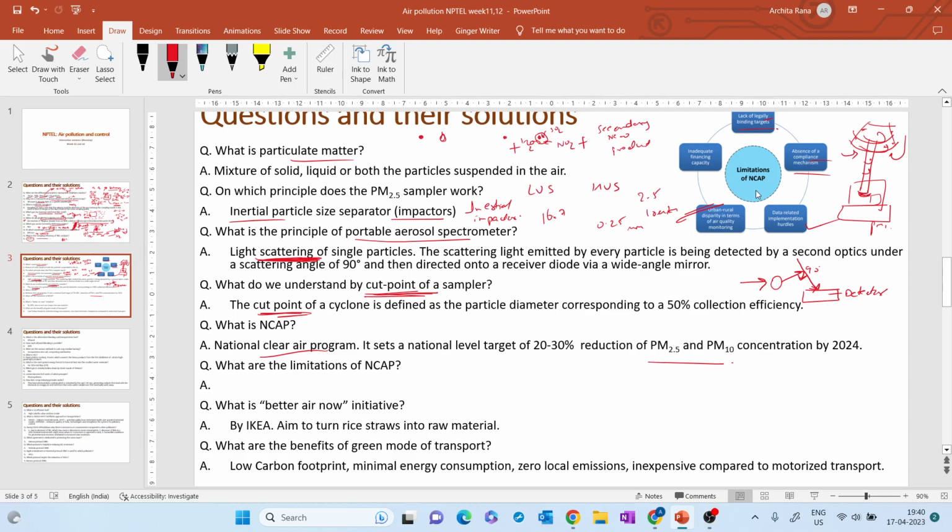And last is the financing, because setting up 50 or 100 instruments, and if each instrument costs, let's say, a minimum of 3 to 4 lakhs, it is a huge budget. So finance is also another drawback or limitation.